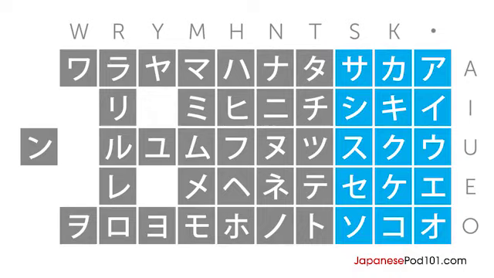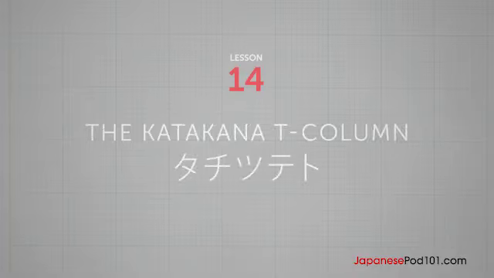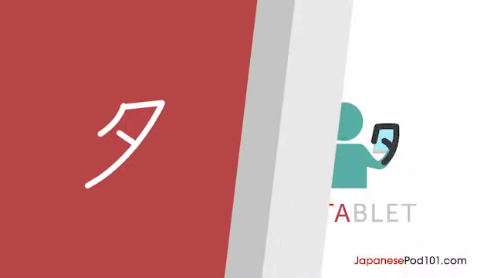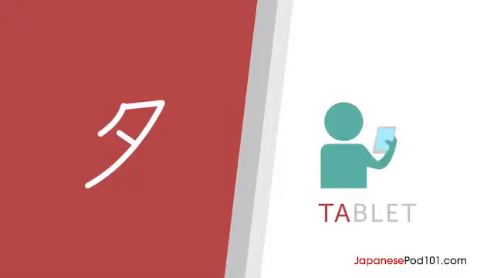You've learned these 15 katakana characters from the previous lessons. In this lesson, you learn the 5 katakana characters under the T column. The first katakana character for this lesson is ta. Think of it as a person holding a tablet.